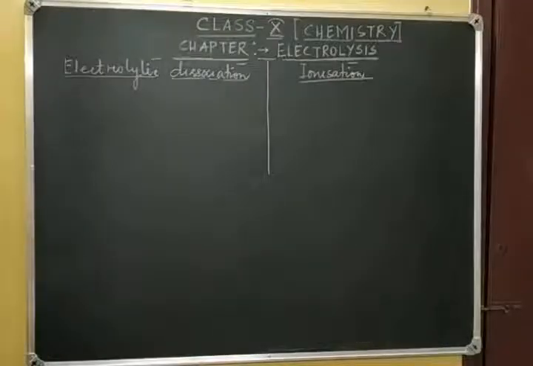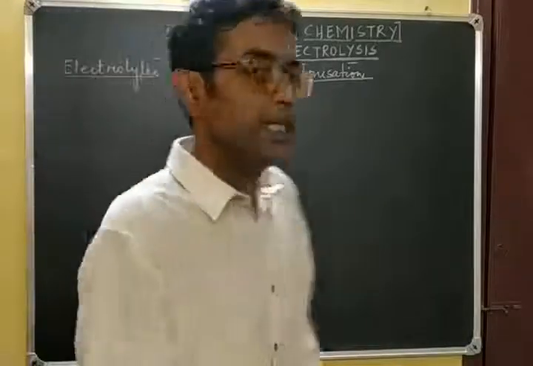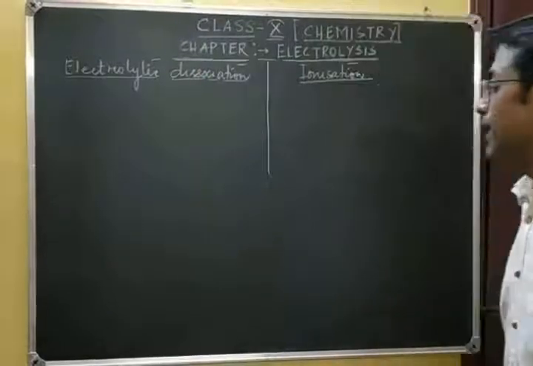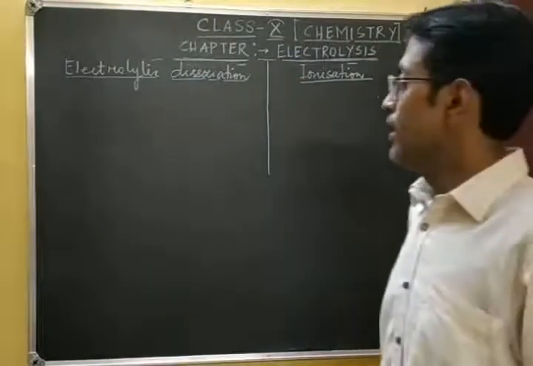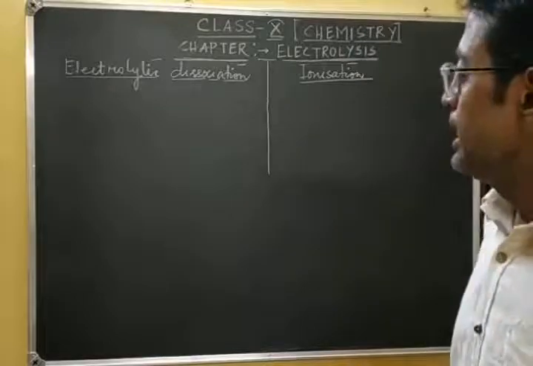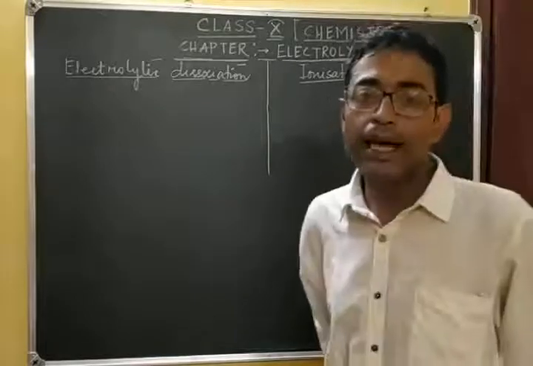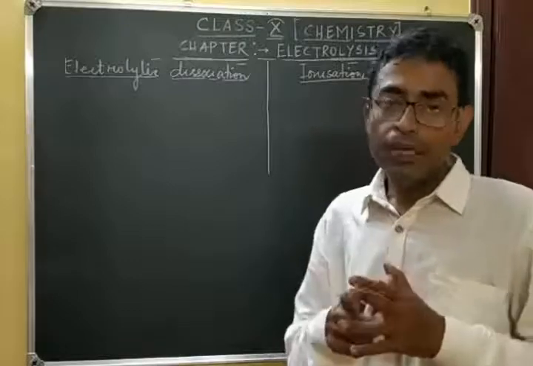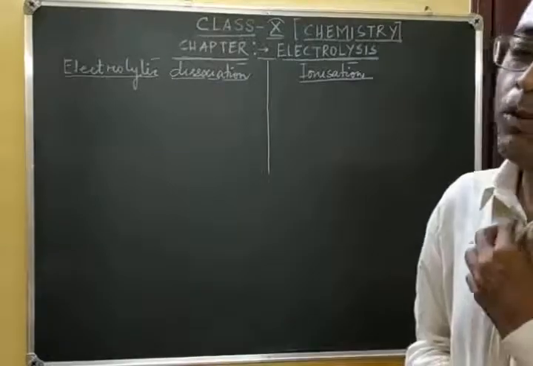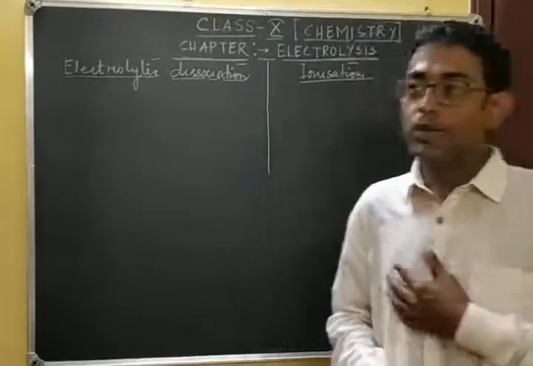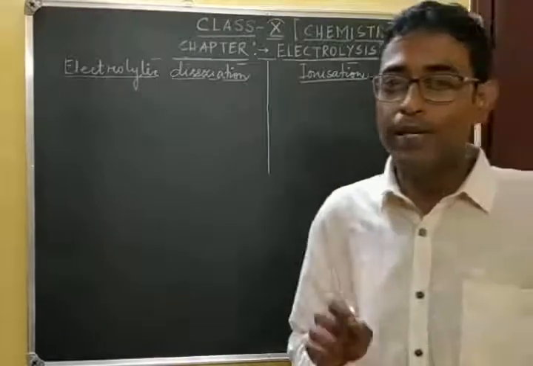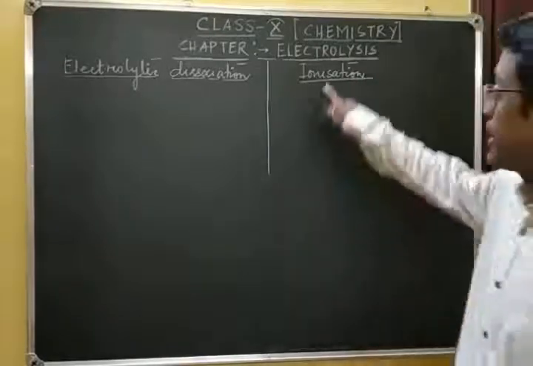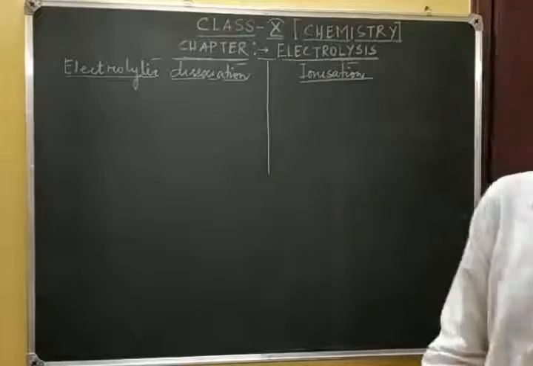The next topic we will start is the difference between electrolytic dissociation and ionization. Up to class 9, you have seen that dissociation and ionization are almost the same thing, that is the splitting of compounds into their constituent ions, but there are a few differences which are very important when you are studying the chapter electrolysis.